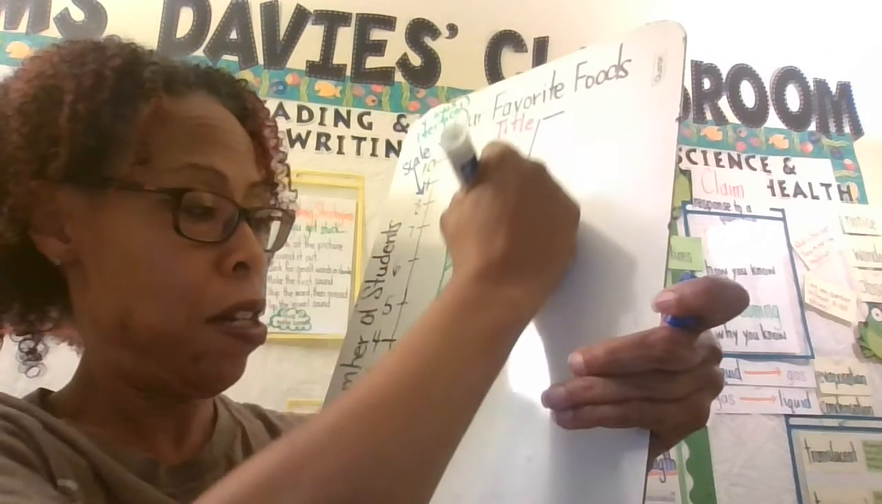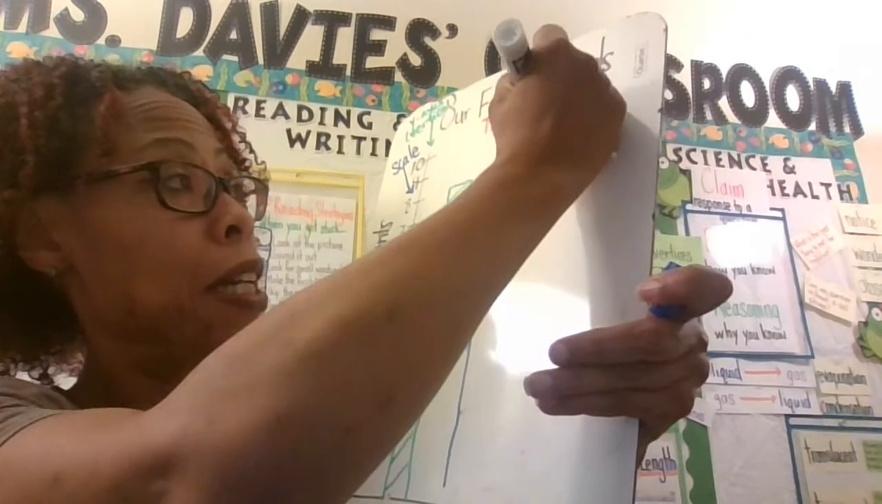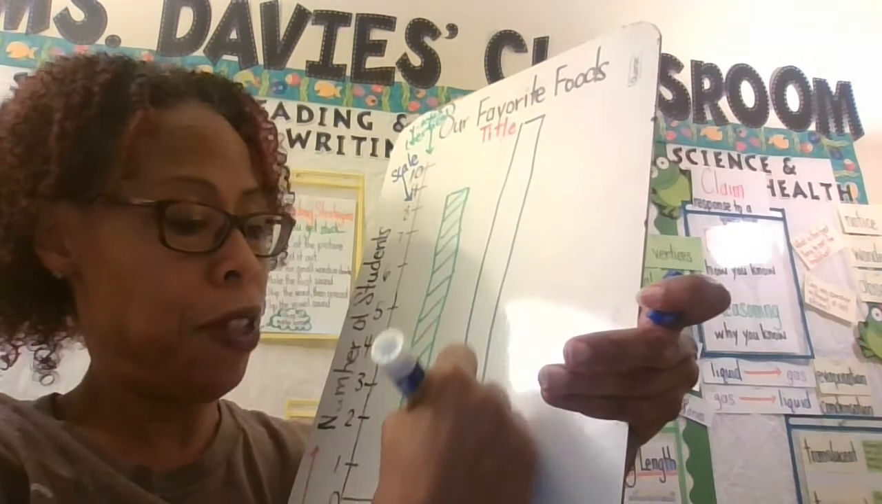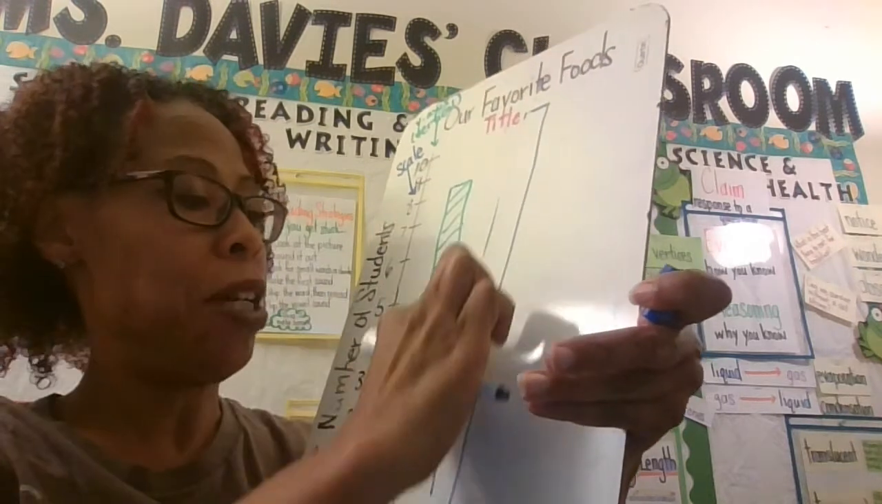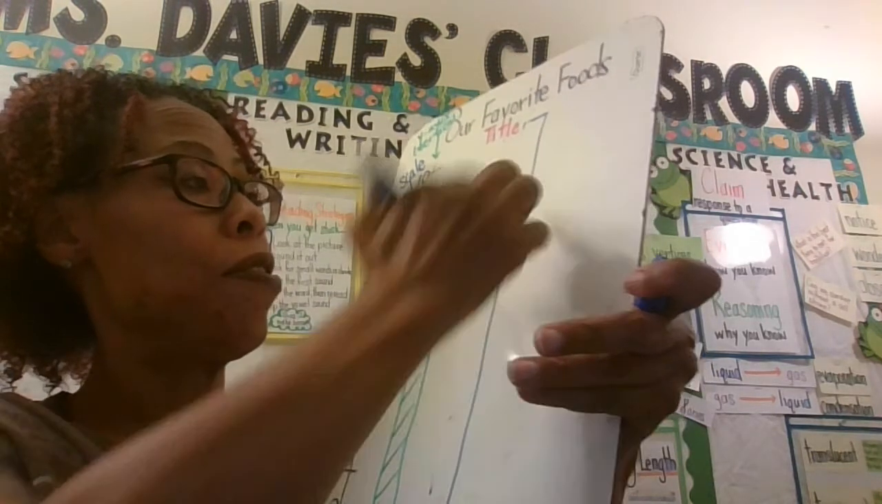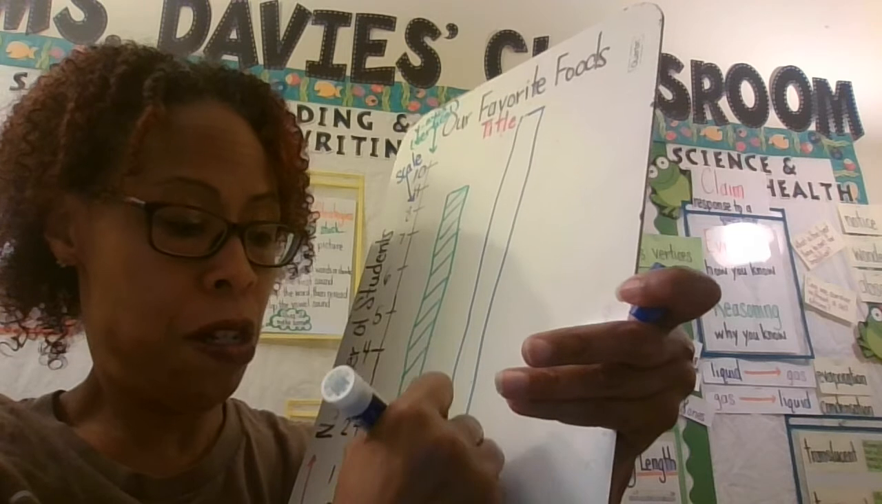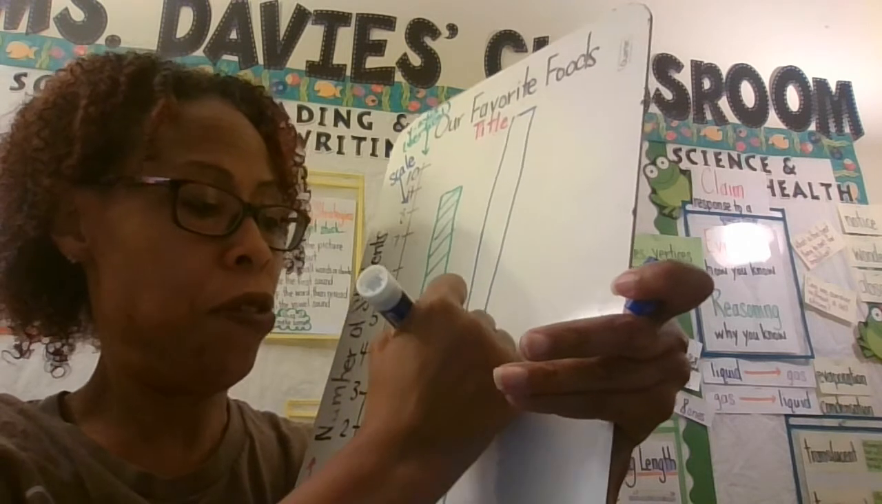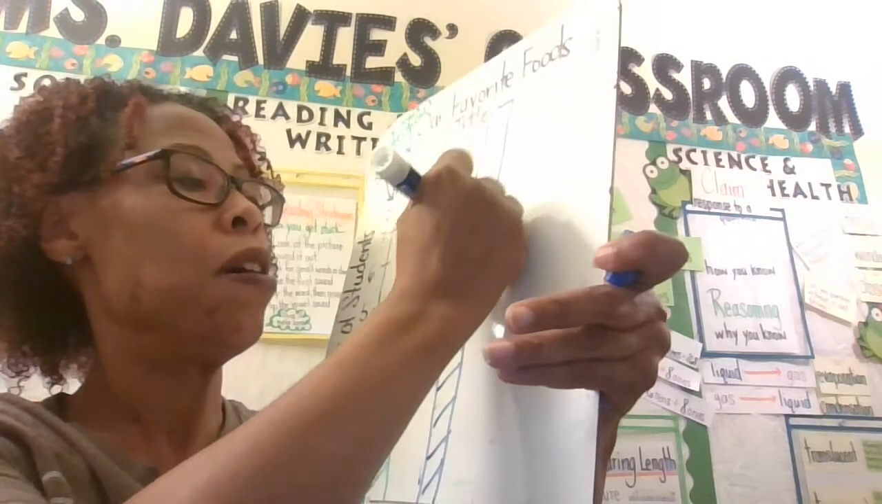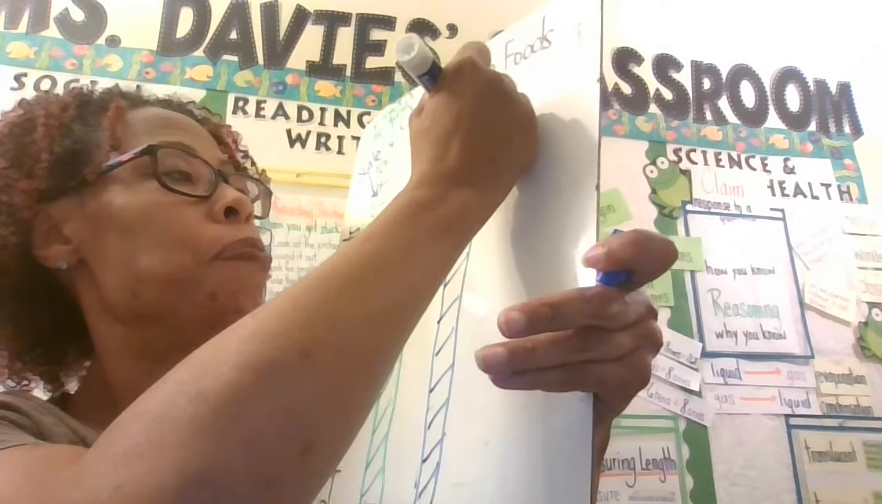And of course, there's going to be data that you're going to be looking at. You're just not going to pull it off the top of your head. You're going to make sure that your graph matches the data that was provided. Okay, but this is just your example. All right, so we have our pizza.